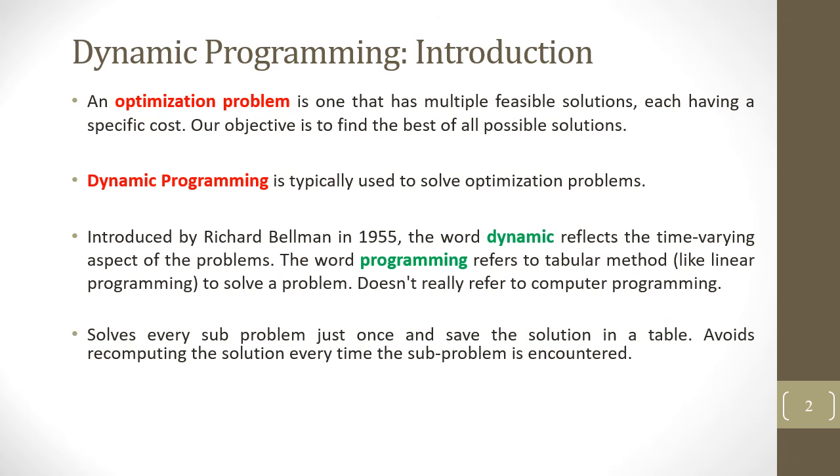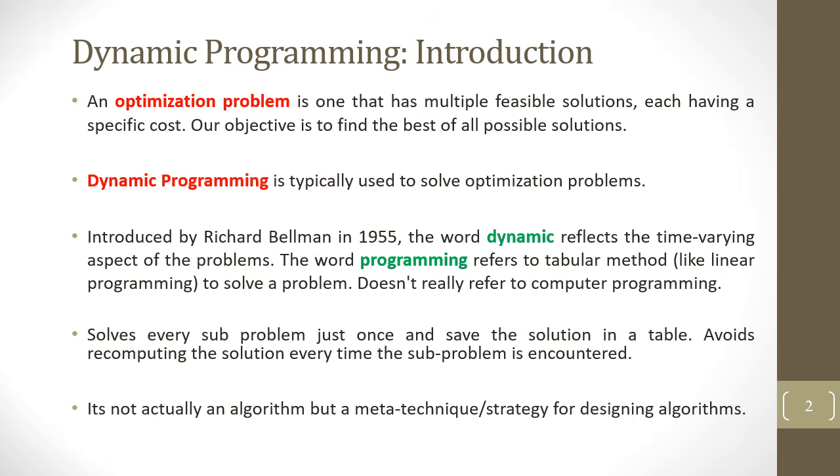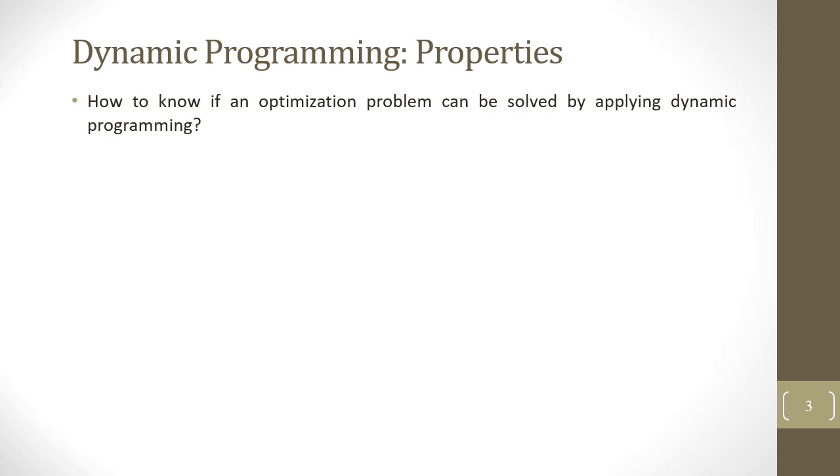It solves every subproblem just once and saves the solution in a table. This avoids recomputing the solution every time the subproblem is encountered. It's not actually an algorithm, but a meta technique for designing algorithms. How do we know if an optimization problem can be solved by applying dynamic programming?